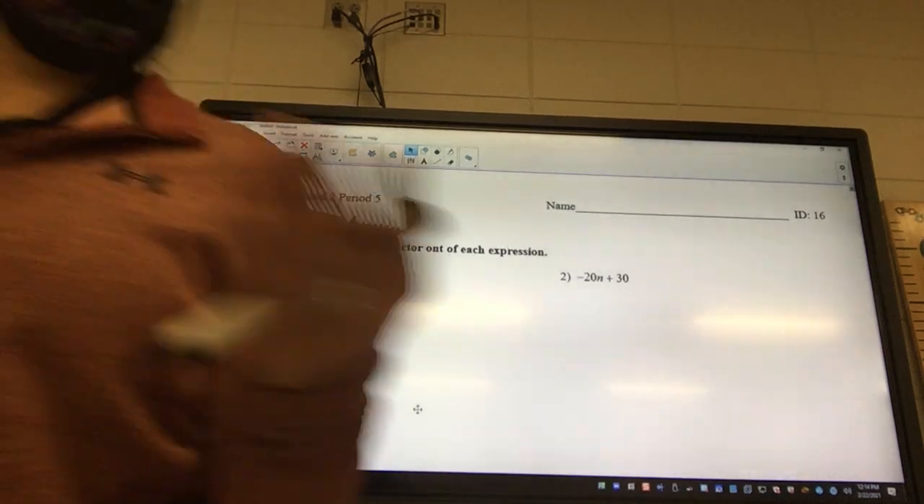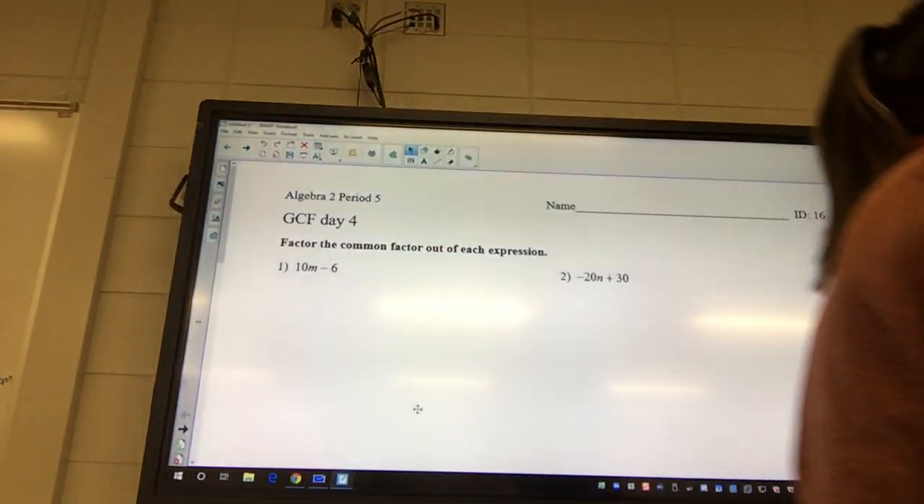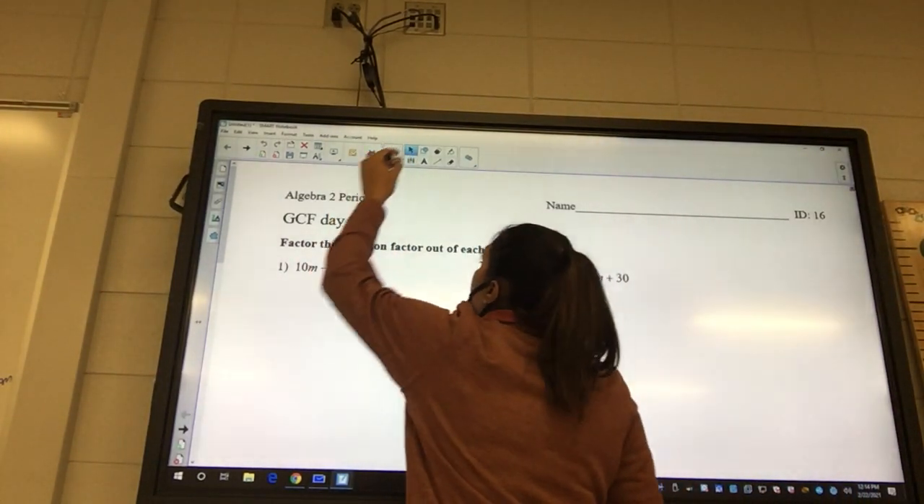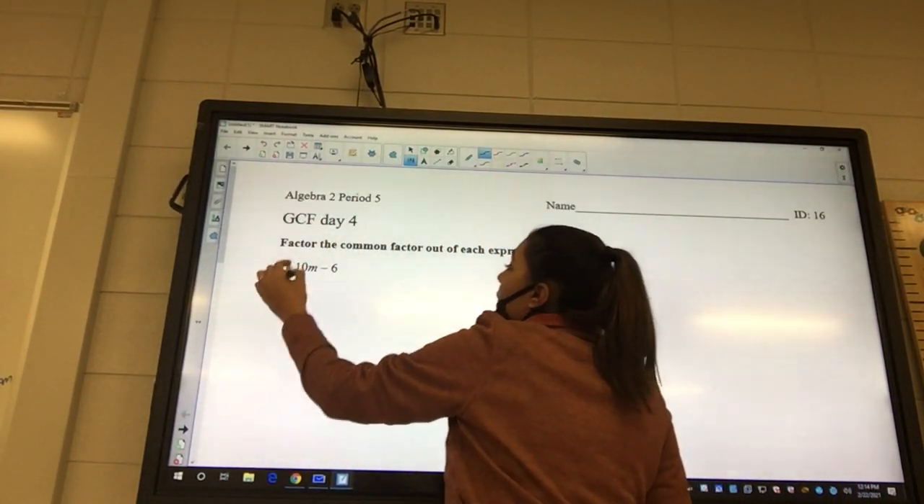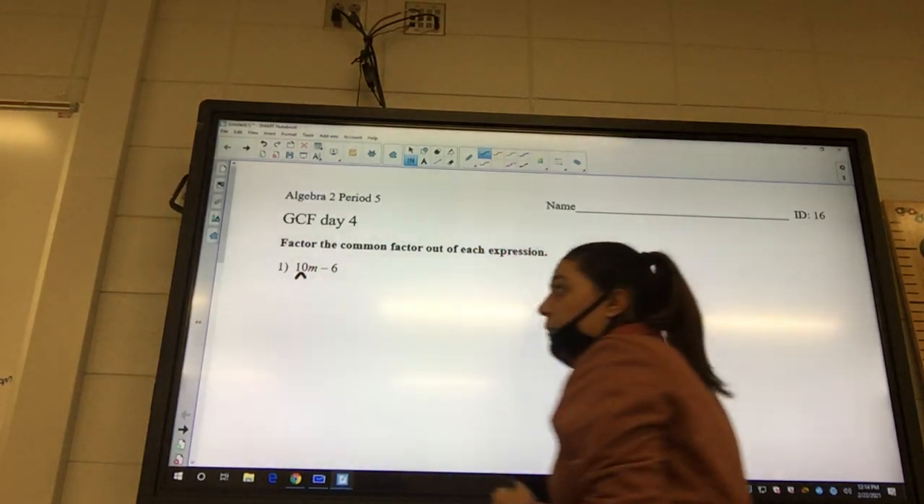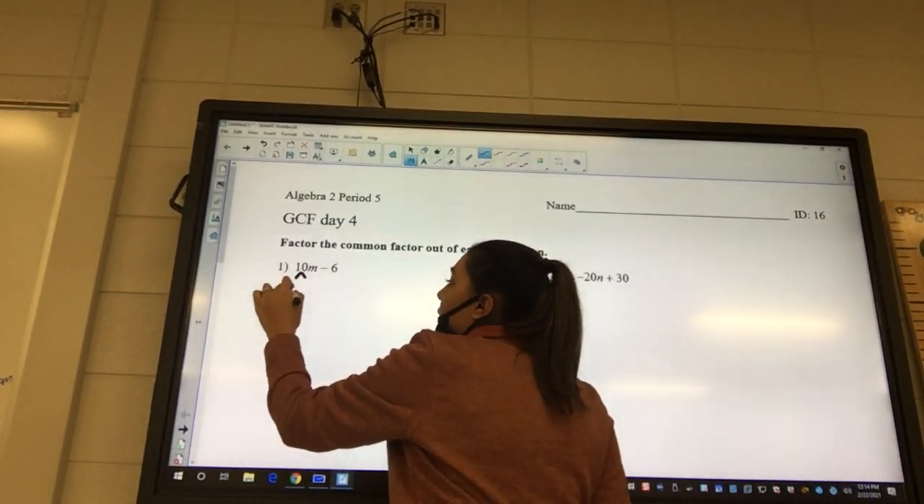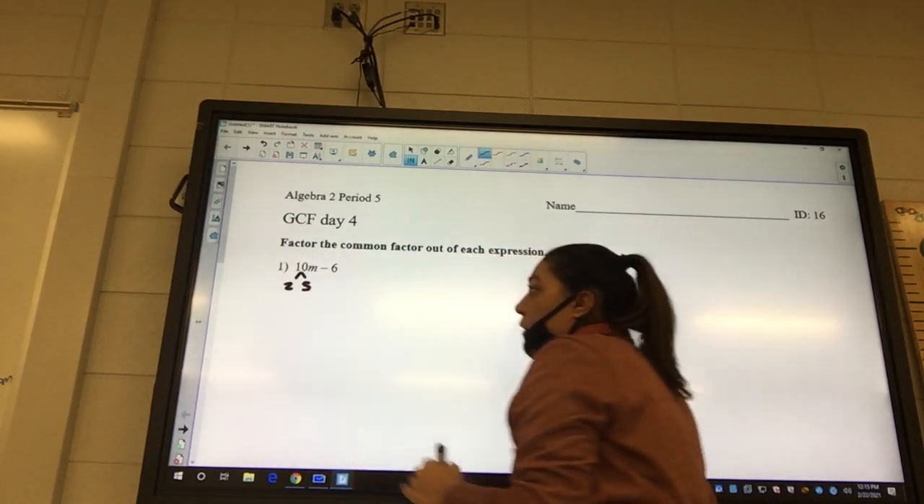We really want the greatest number that we can pull from both of these. So you really got to factor these out and say, well, what can I pull from both? So what are some factors of 10? 2 and 5. 2 times 5 would give me 10.